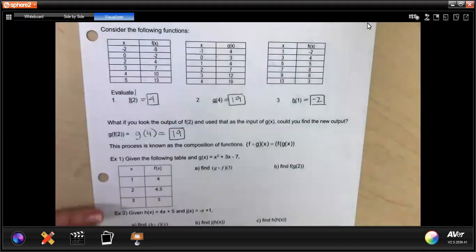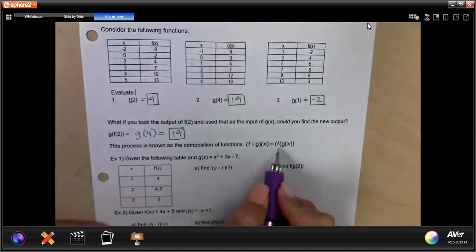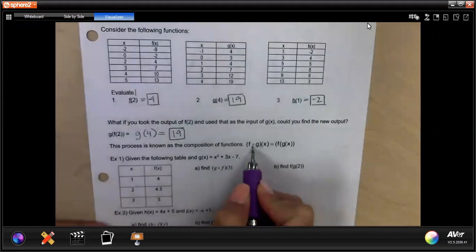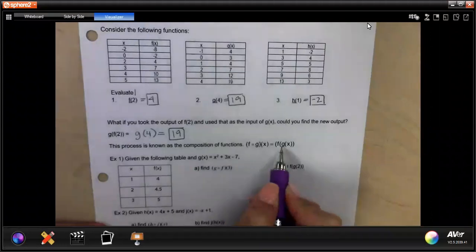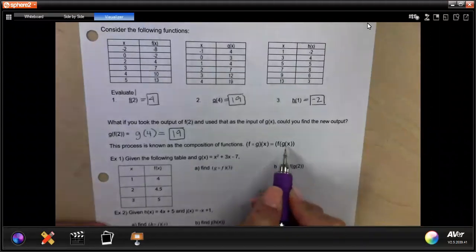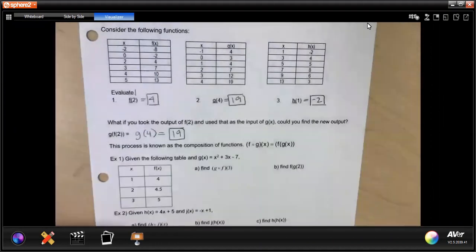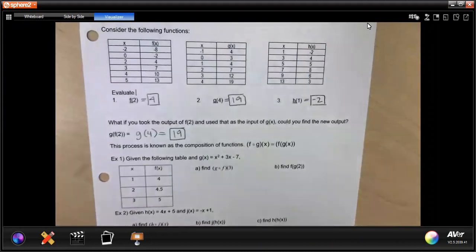The process is known as the composition of functions. You'll see that notation, both of these notations mean the same thing. That open circle there stands for composed of, so f composed of g of x. You'll also see it in this notation where the g of x is inside of the f. In both cases, you are substituting the x with that other function. So we're going to look at some more examples of that.